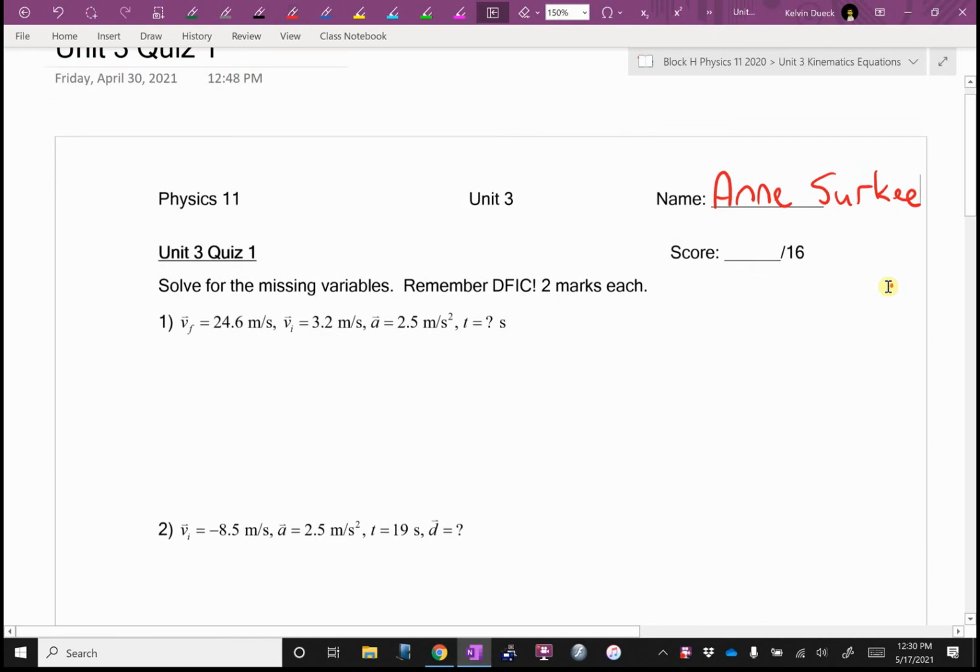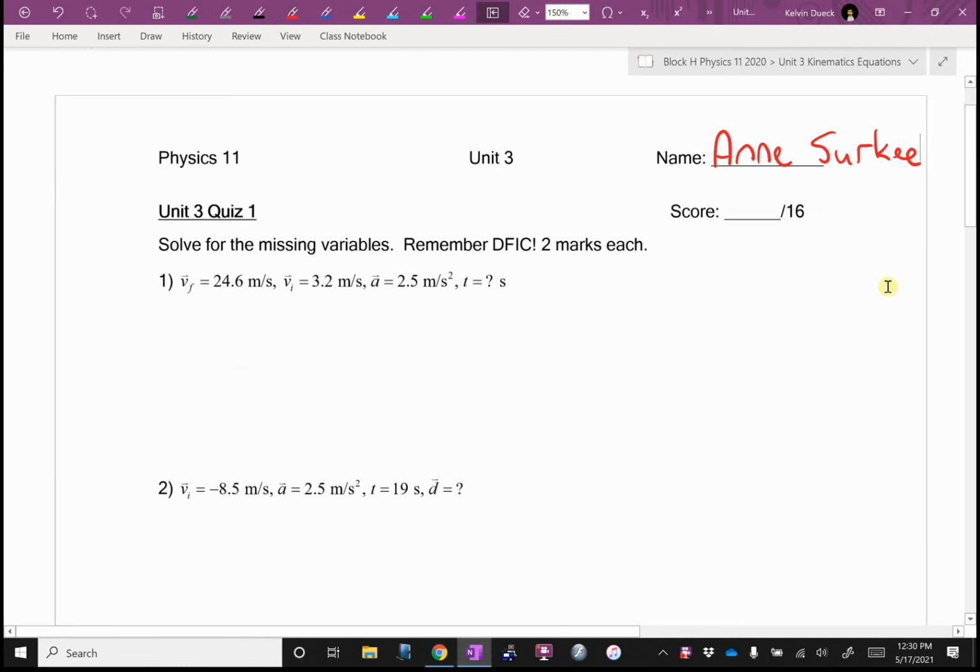So each one of these is going to be worth 2 marks. You're going to get a half mark for writing down the original equation, a half mark for rewriting the formula, a half mark for the numbers, and a half mark for the answer. It's going to look like this. They want me to find time.